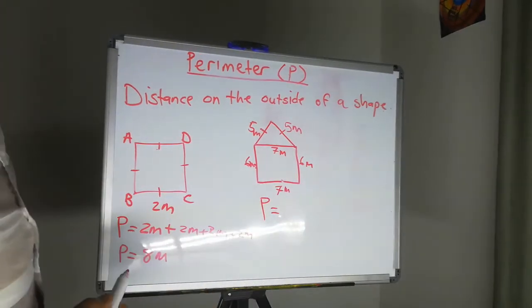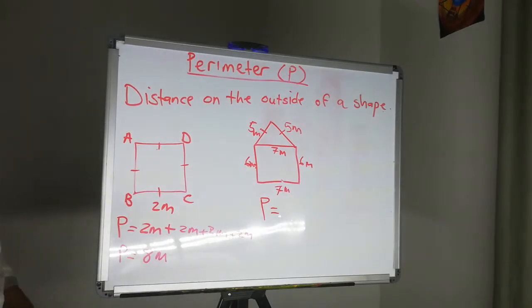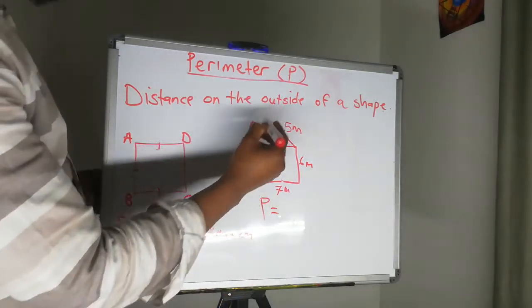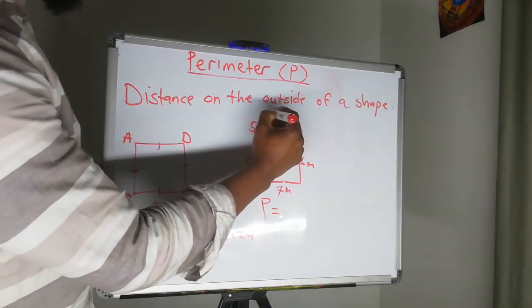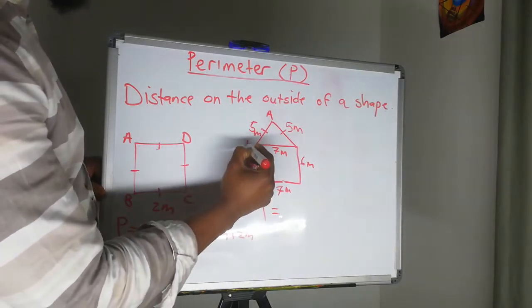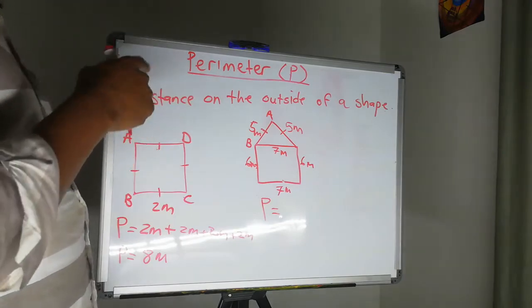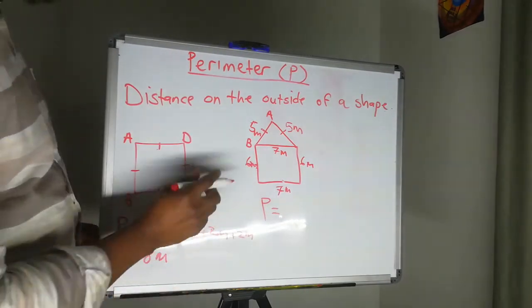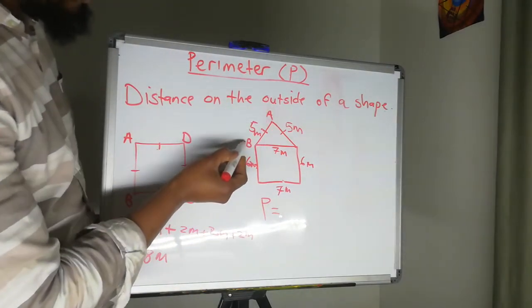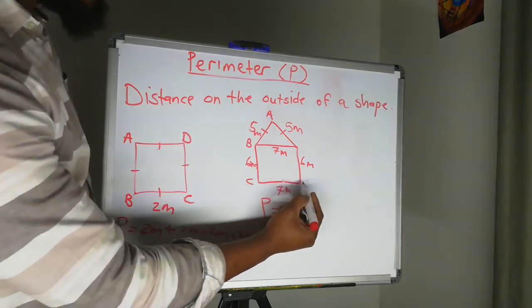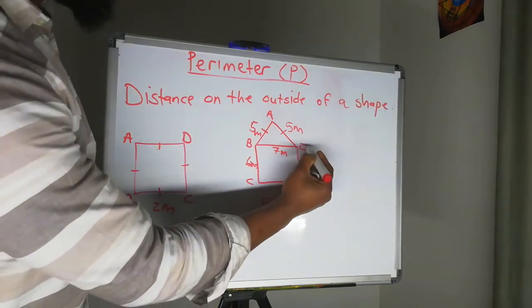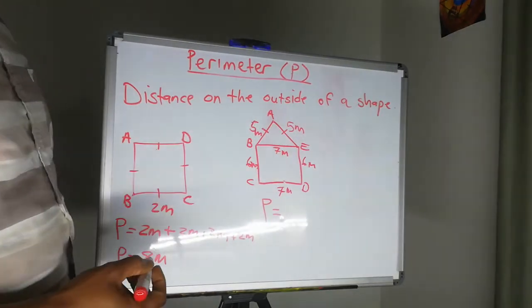Perimeter is equal to all of the sides. So what you want to do is get a starting point. Let's assume that this is our starting point, A. Remember we are moving on the outside and not on the inside. So from A we're going to go to B, C, D, E and then back to A.